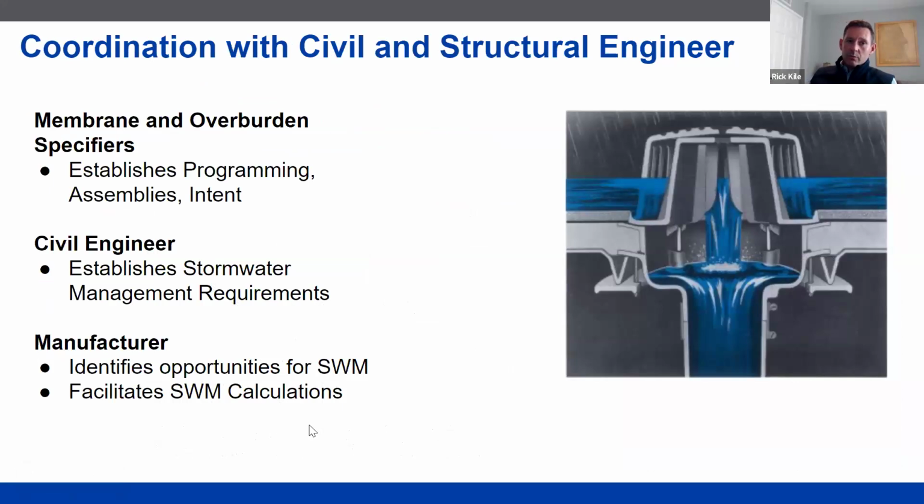Some additional coordination points just in the design process. Obviously, if we're managing stormwater on the roof, we're now not only involving the architect or enclosure consultant, but the civil engineer, structural engineer, and landscape architect. So there's a lot of people sitting around the table making sure that these things are well coordinated. The civil engineer is going to be in regardless because this is something that is done at the permitting phase, right? How are we managing stormwater?